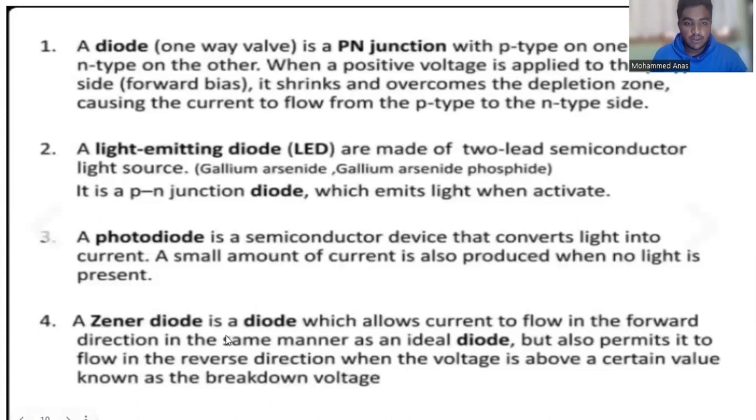Next, a Zener diode is a diode which allows current to flow in the forward direction in the same manner as an ideal diode, but also permits it to flow in the reverse direction when the voltage is above a certain value, known as the breakdown voltage. When the voltage is above that value, a breakdown takes place.